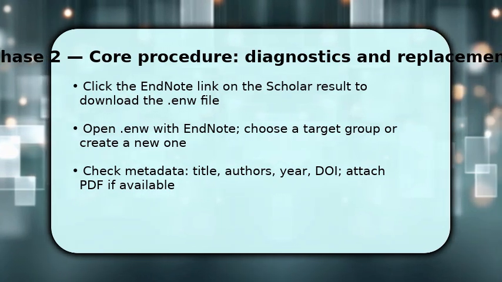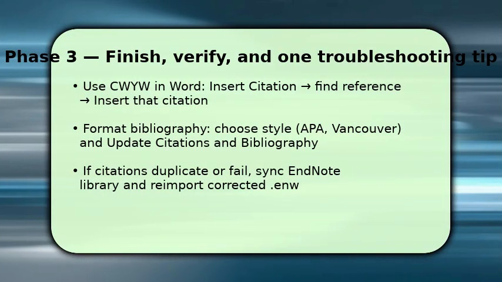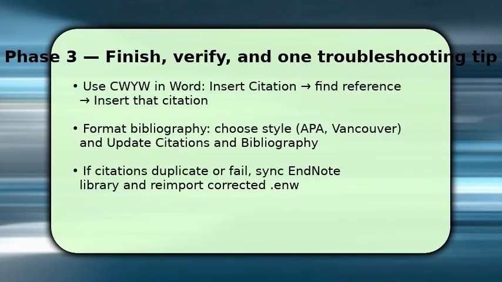To finish, open Word and use Cite While You Write. Click Insert Citation, search your EndNote library by author or keyword, then insert the selected citation. EndNote will add an in-text citation and update the bibliography automatically. Choose the required style and refresh the bibliography to ensure consistency.